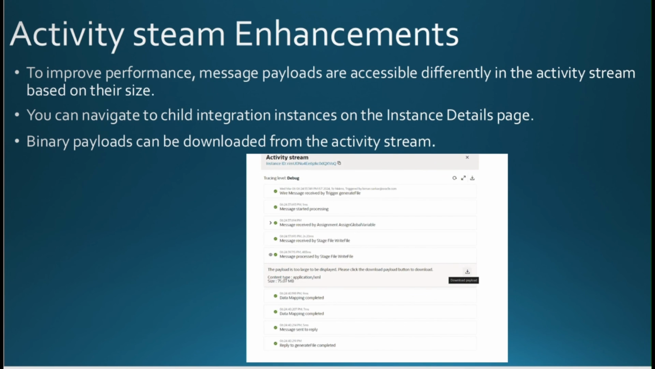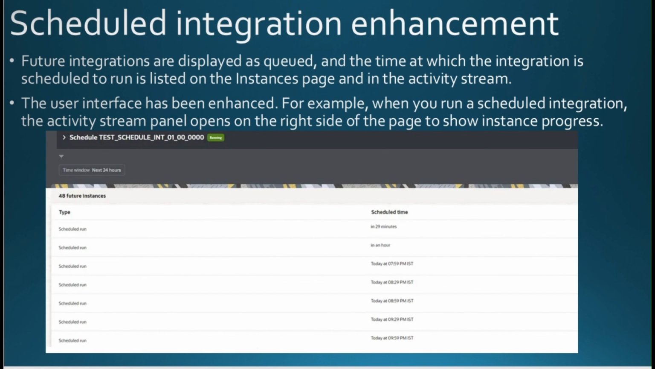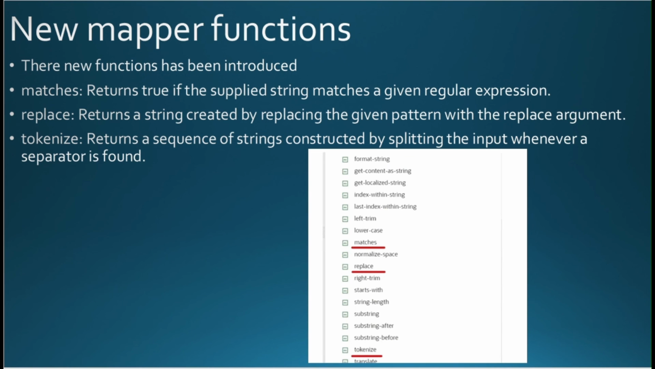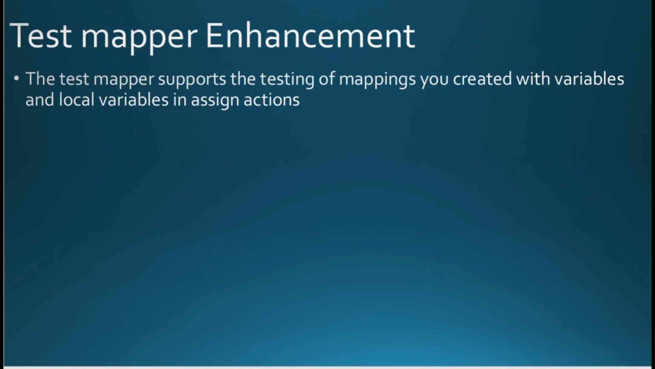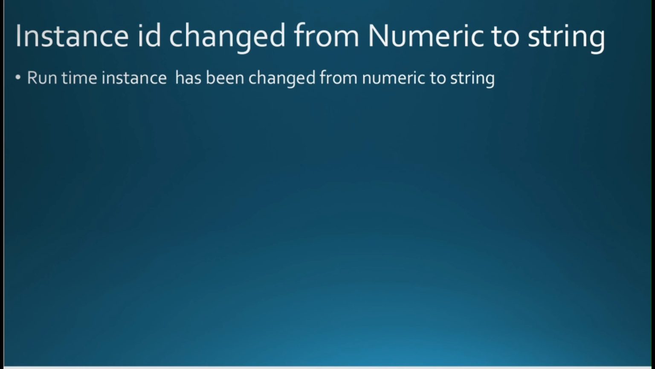Also, activity stream enhancements are introduced in generation 3. Schedule integration enhancements are implemented, so your future integrations are displayed as a queue in the schedule integration. And also new mapper functions are introduced. The functions are something like matches, replace, and tokenize. These are the new features we can use in generation 3. And also we have some test mapper enhancements.